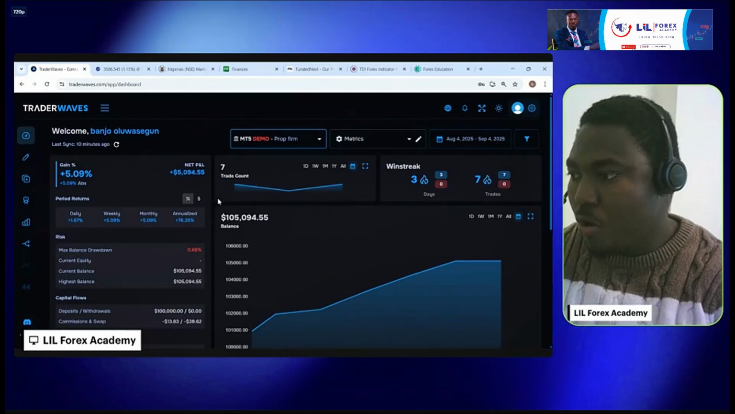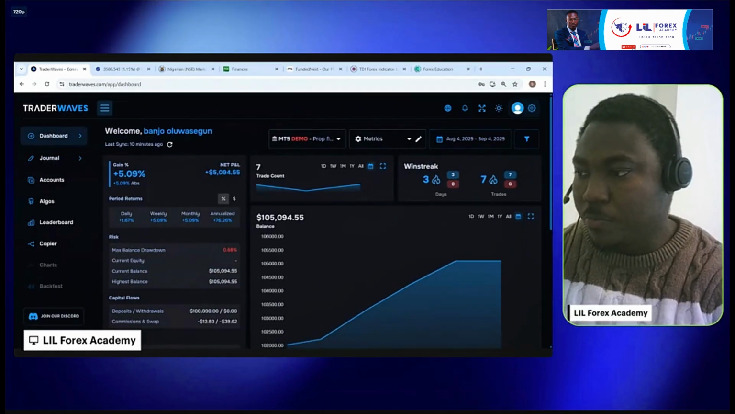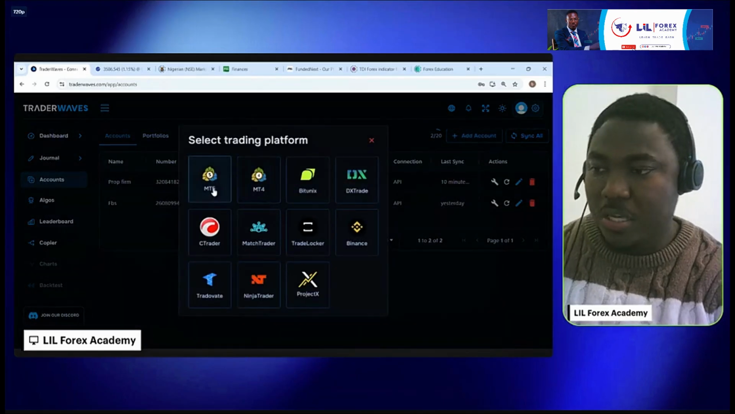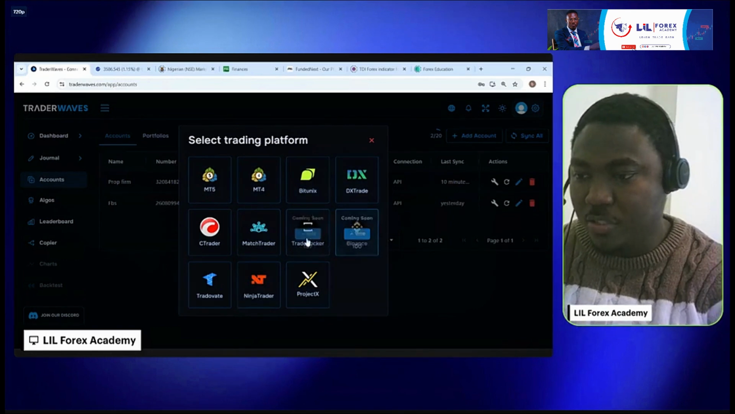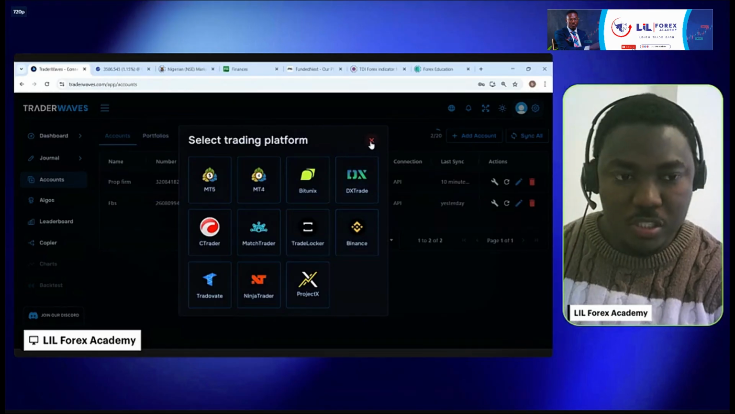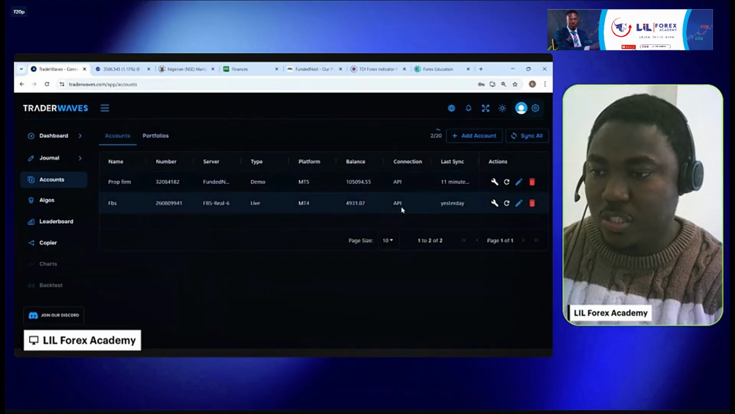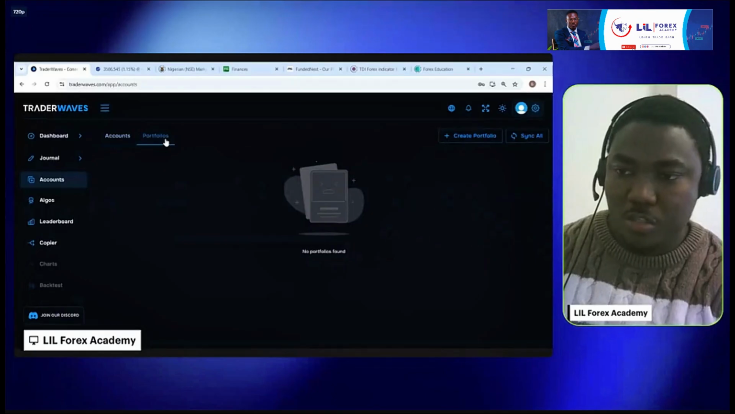Okay, so how I did it: first you need to sign up. All right, and after signing up, you come to account, and you add account here. Okay, so when you click add account, you can pick MT5, MT4, DX, any trading platform you are using, and you just put in your normal trading login details. You connect to the API, and it takes account of your account balance and all the information you have on the account.